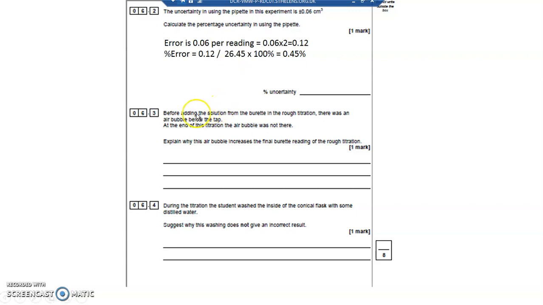0.45%. Before adding the solution, there's a bubble. At the end, there's no bubble. Explain why the air bubble increases the final burette reading. Well, some of it runs into the bubble rather than is dispensed from the burette. So some of it runs into the bubble before it actually starts dispensing. So no wonder you're getting a reading that's higher than expected.